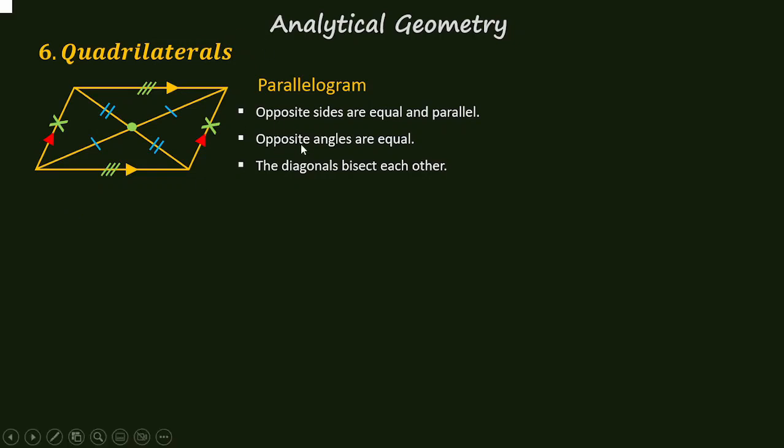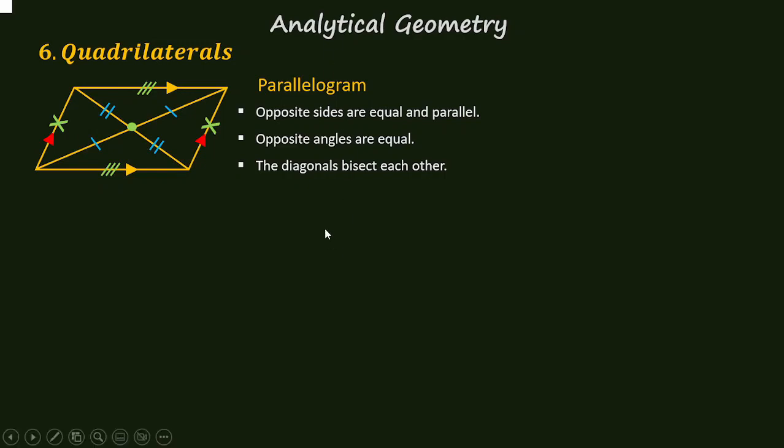So the second property of a parallelogram is that the opposite angles are equal in size. In other words, this angle here will be equal to that angle over there. So if this is 50 degrees, that will also be 50 degrees. And if this is 130 degrees, that will also be 130 degrees. So the opposite angles of a parallelogram are equal in size.